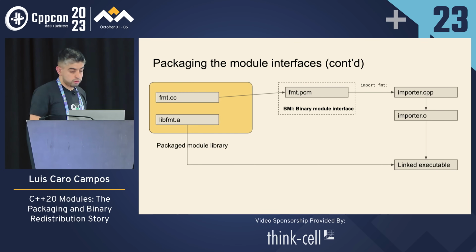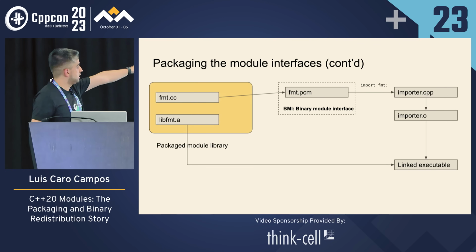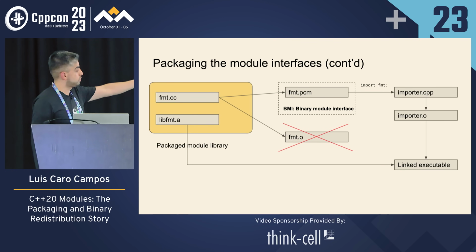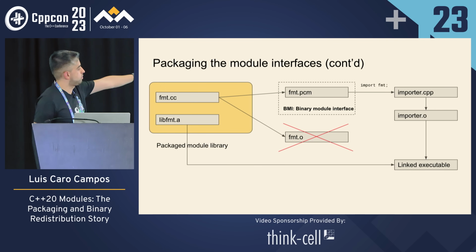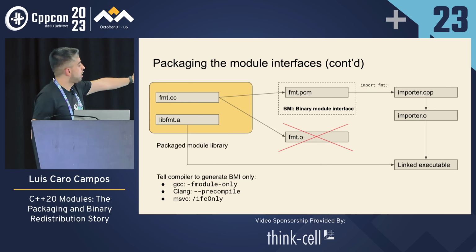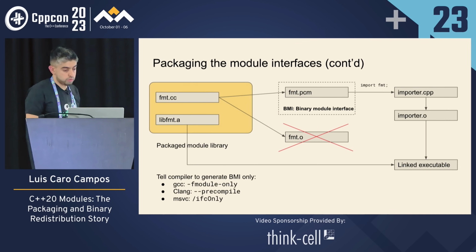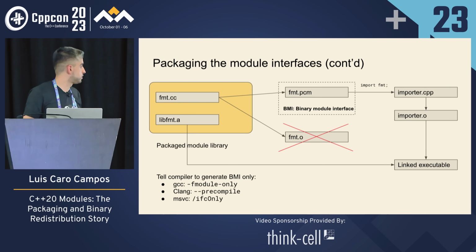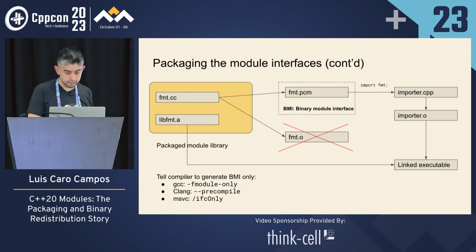And if you recall from earlier, when translating the module interface, it generates two files. In this case, we need to ask the compiler to not generate the object file, because now all that information is already included in the library file. So the compilers do provide flags to only generate the BMI and completely ignore the object file. Otherwise, we might end up having symbols in multiple places, and we don't like that.